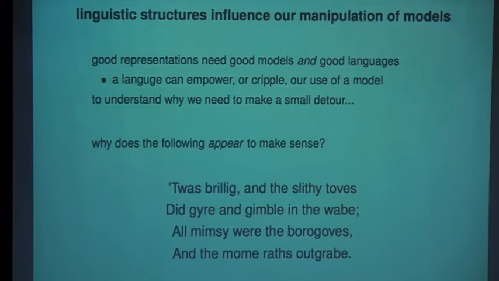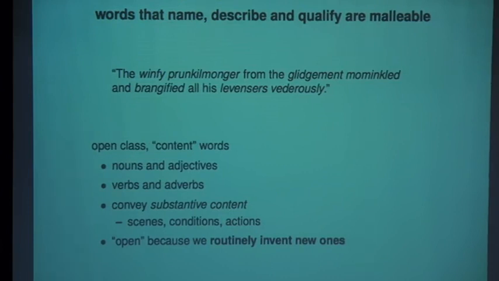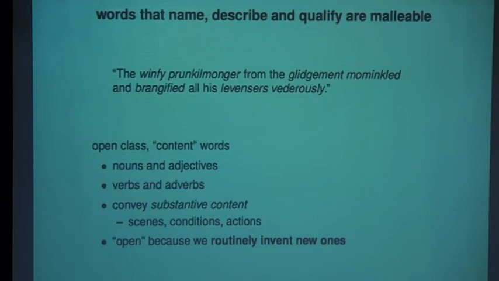Now, this is an interesting situation. Why does it kind of make sense? Well, linguists classify words into 2 groups. And the first group is what they call an open class of content words. And these are words that actually describe concrete things: situations, people, actions, colors, sizes, times, etc.